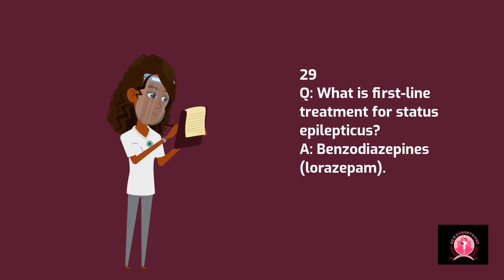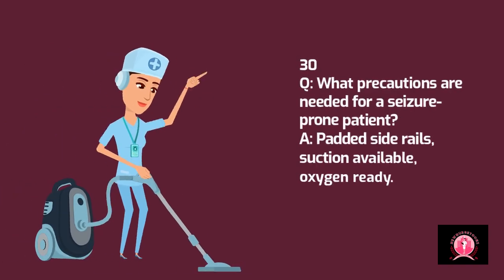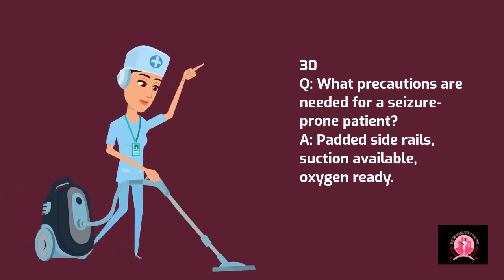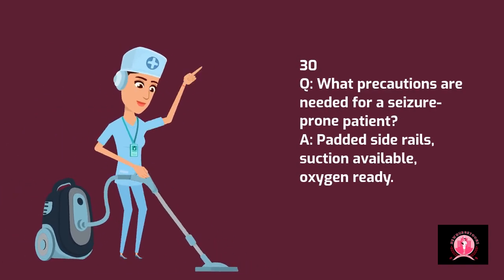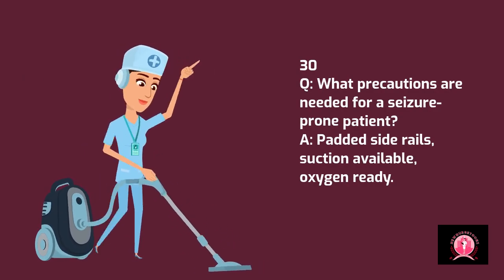29Q. What is first-line treatment for status epilepticus? A. Benzodiazepines, lorazepam. 30Q. What precautions are needed for a seizure-prone patient? A. Padded side rails, suction available, oxygen ready.